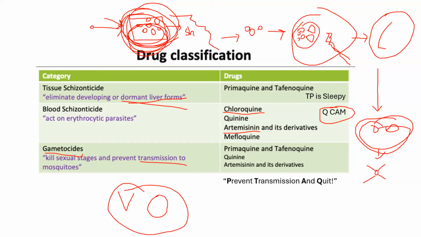Now, for the gametocides, remember, gametocides are what cause the transmission from human to mosquito. So these are really the ones spreading the infection from person to mosquito, then mosquito to person. If we can kill this phase, we are minimizing the transmission to the mosquitoes, which means we are protecting more people. So the mnemonic for this is prevent transmission and quit: primaquine, tafenoquine, artemisinin, and quinine. These are the four drugs used as gametocides.